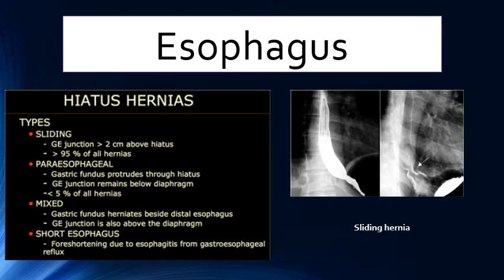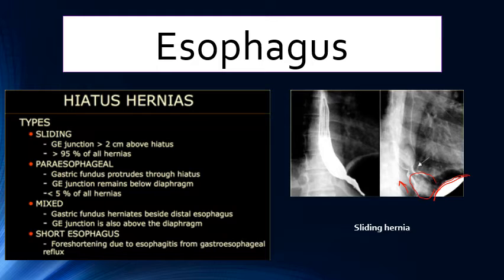Another pathology with the esophagus is the hiatus hernia. It's midway between the esophagus and the stomach, in which a part of the stomach is sliding through its hiatus in the diaphragm to be in the chest or the posterior mediastinum. We have different types: the sliding, the paraesophageal, mixed type, and short esophagus. The sliding is just the part of the gastric mucosa going up to cross the diaphragmatic crura.